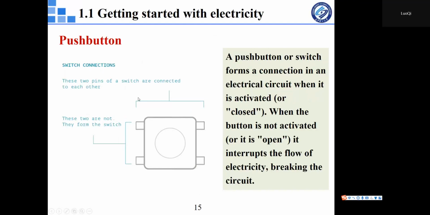Switch connections. There are two pins. The two pins of a switch are connected to each other. These two pins of the switch are connected to each other, and these two are the ones that form the switch.